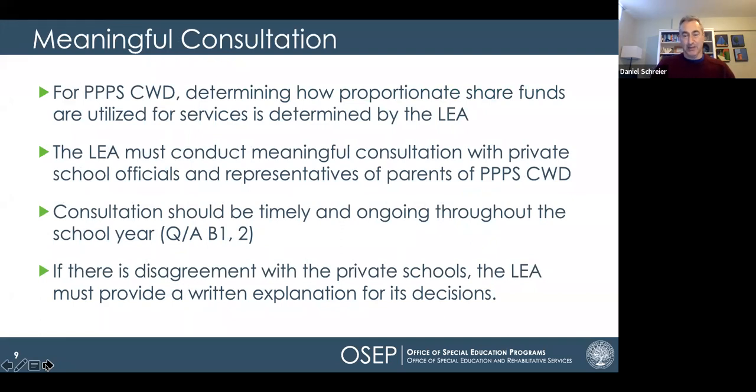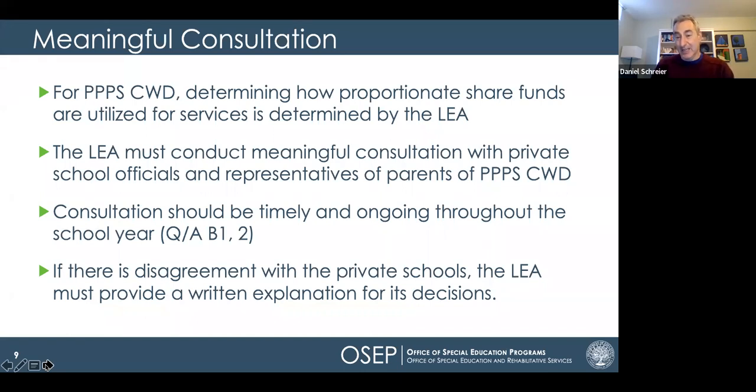So this is when we get to the real important parts of determining how these funds are going to be used for parentally placed private school children with disabilities. That's done through the process called meaningful consultation. It's really important. It's the process in which the LEA officials meet with representatives from private schools and parent groups, and they essentially talk it out. And it should be a discussion that's ongoing throughout the school year, soliciting input and making sure that the needs of children receiving service in the private school get a good, robust dialogue and a good opportunity to decide how those funds are best going to be used to support those kiddos.